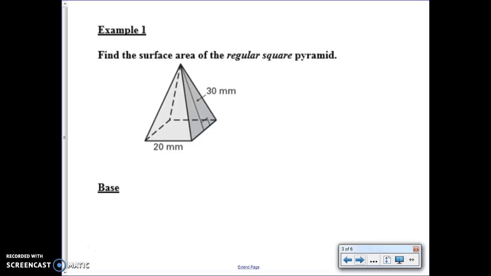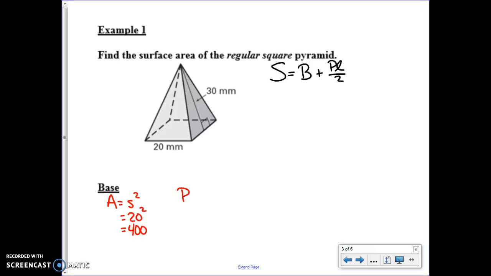So let's try one of these. We know that we're going to use S equals B plus PL over 2. So area of the base, and we're going to have base written here. It looks like it is a square pyramid based on what it's telling us in the description. So that means we're going to use side squared or side times side. So 20 squared, which would be 400.